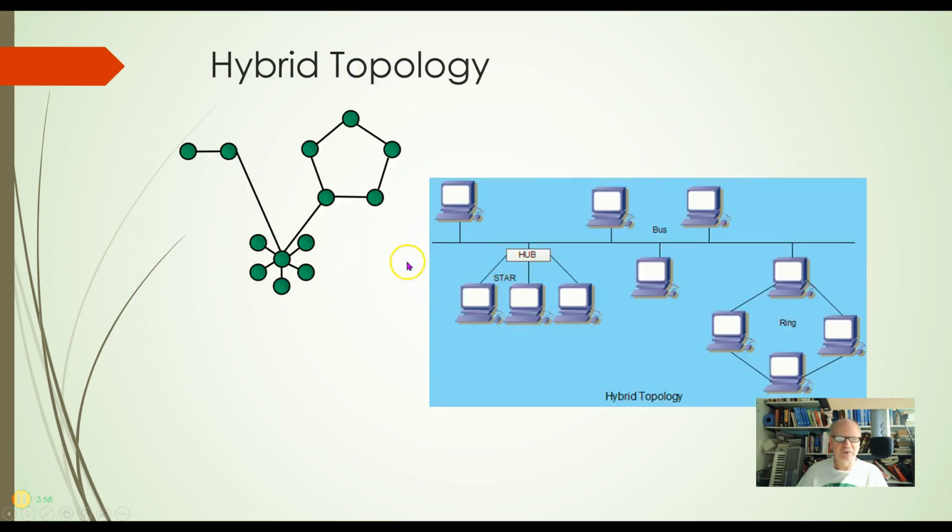Finally, we have the hybrid topology, and hybrid, of course, is what it sounds like. It can be any conglomeration of all of them, and here's kind of a schematic of it here with a hub, a bus, and a ring all connected on there. That's it for our topology types.